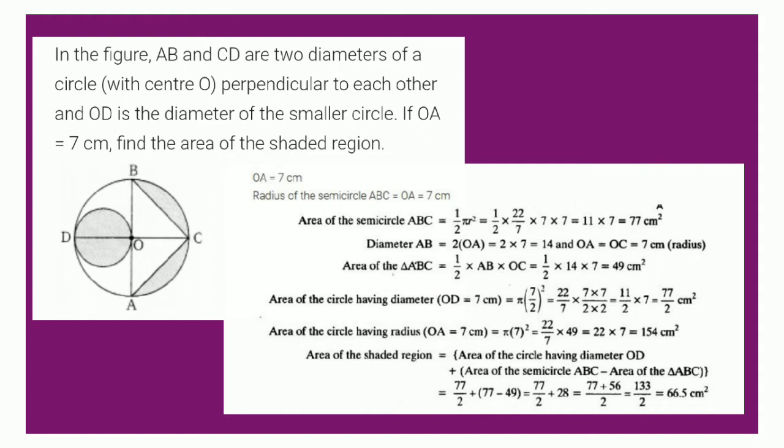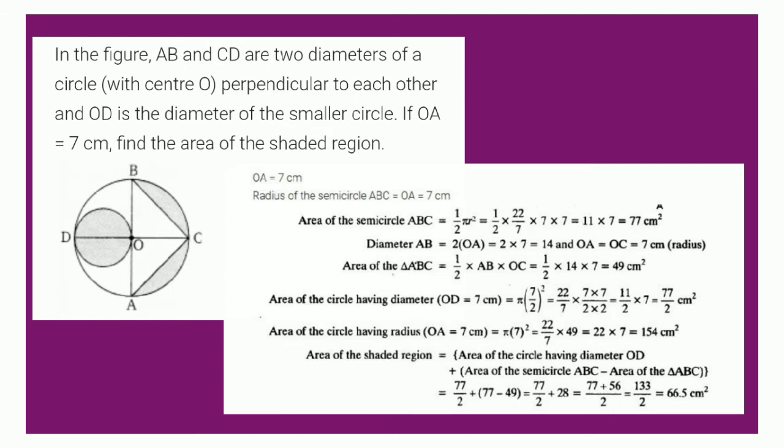Question number 1. In the figure, AB and CD are two diameters of a circle with the center O, perpendicular to each other, and OD is the diameter of the smaller circle. If OA equal to 7 cm, find the area of the shaded region. Here, the only given measurement is OA equal to 7 cm. That is, the radius of the bigger circle is 7 cm. Therefore, the diameter of the smaller circle, that is OD, is also 7 cm.